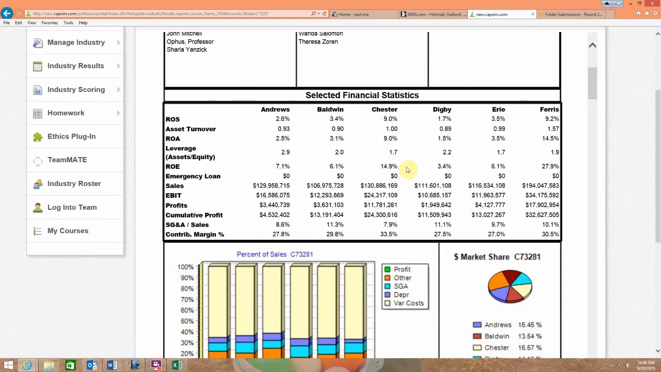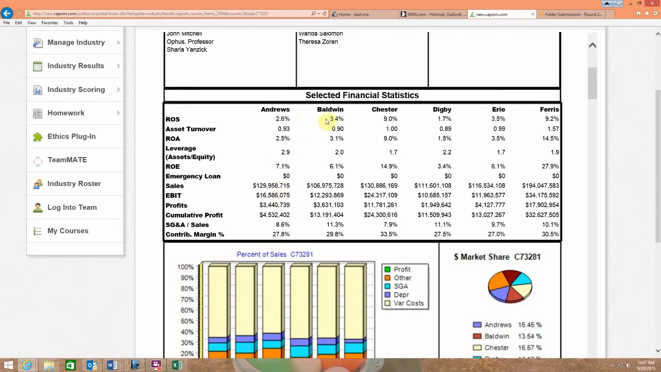So when we're looking at this, Chester and Andrews are really close in sales, a 900,000 difference. But look down here, 33.5% contribution margin versus 27.8. So there's roughly a 6% difference there, forgive me for rounding off. 6% of 130, let's round those off, is roughly 8 million. And then 0.7, so a little less than 1% there, would be another 1 million. So it's 9 million in total difference between the 2 teams, which explains the 8 million in total earnings before interest and taxes. There are a couple other things in there, but the biggest thing is the difference between the contribution margin and the SG&A to sales.